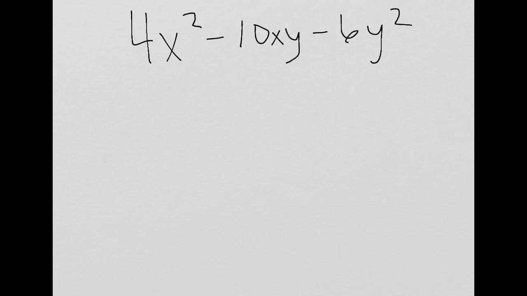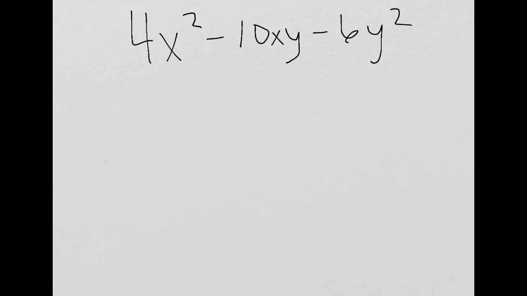The thing you need to look for when there's more than one letter is to see if you can pull that letter out. I can't pull a Y or an X out because all 3 terms would have to have one. This term doesn't have a Y, so I can't pull a Y out. This term doesn't have an X, so I can't pull an X out. So that doesn't work.